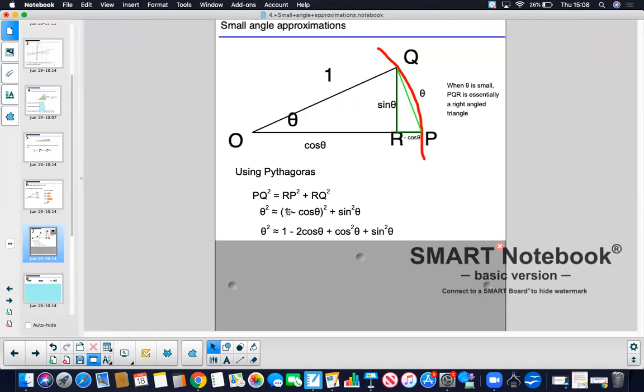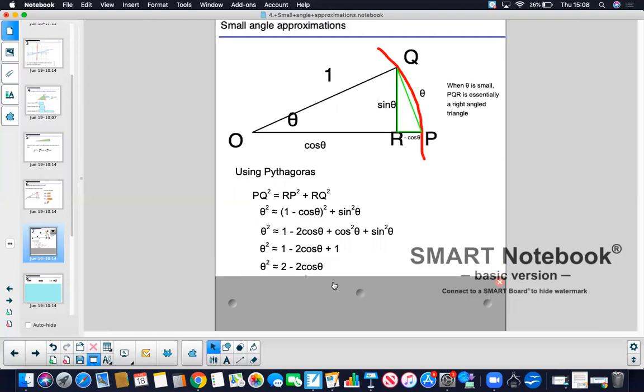Expand out our bracket, so theta squared equals 1 minus 2 cos theta plus cos squared theta plus sine squared theta. Now we should all recognise, as an identity, that cos squared theta plus sine squared theta equals 1. So if we replace that with 1, we've got 1 minus 2 cos theta plus 1, which is the same as 2 minus 2 cos theta.